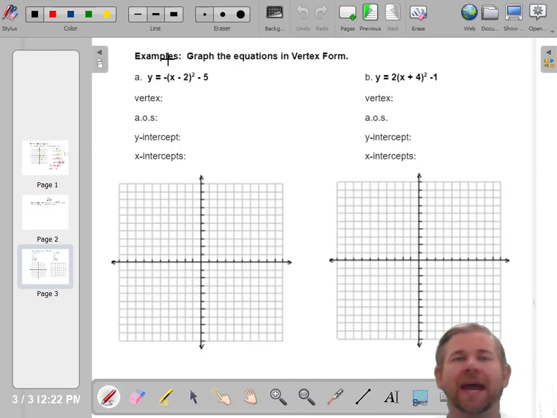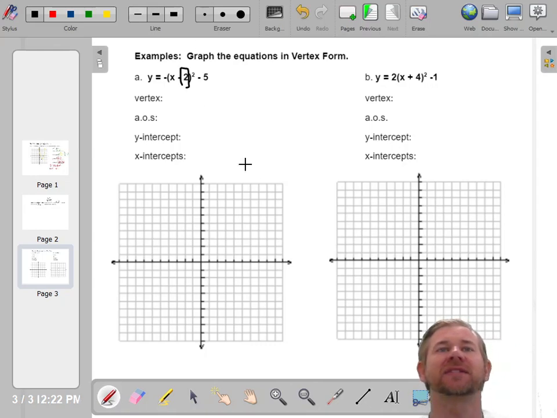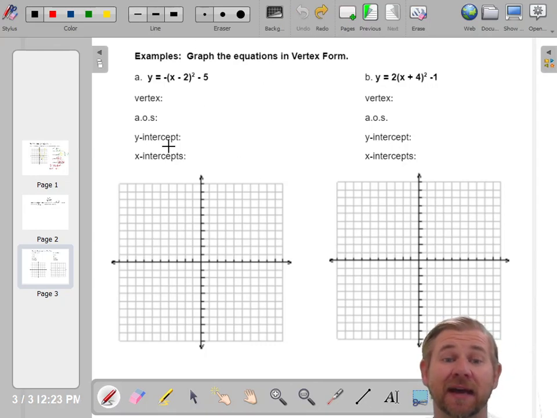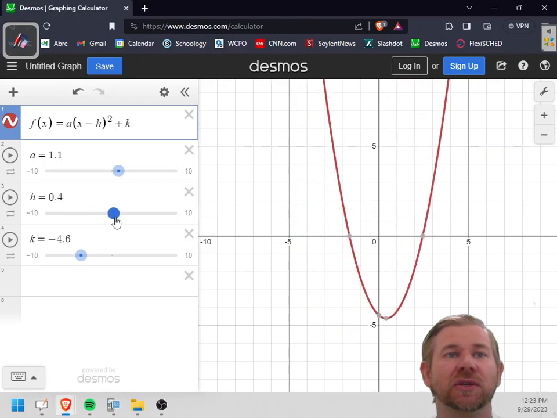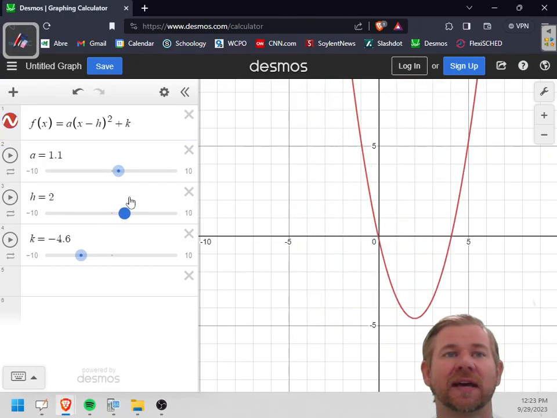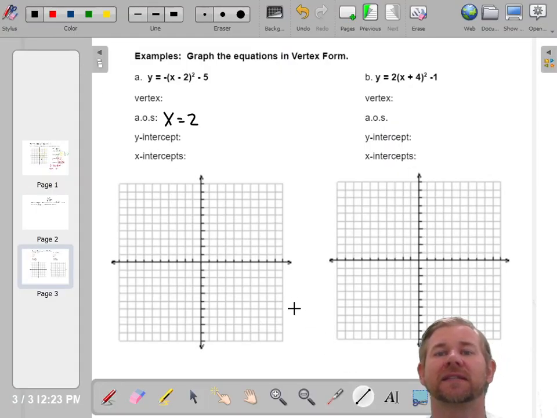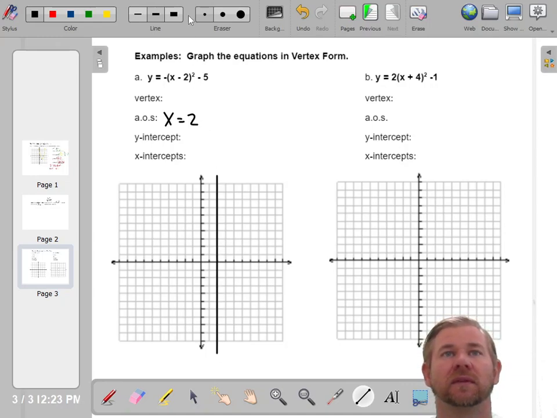So here we go. x minus h, that's 2. It's supposed to be a minus sign, so the axis of symmetry is x equals positive 2. And going back to this, if I make h 2, notice how this is x minus 2. So that's why this is to the right. Okay. So I'll draw the axis of symmetry first. There we go.